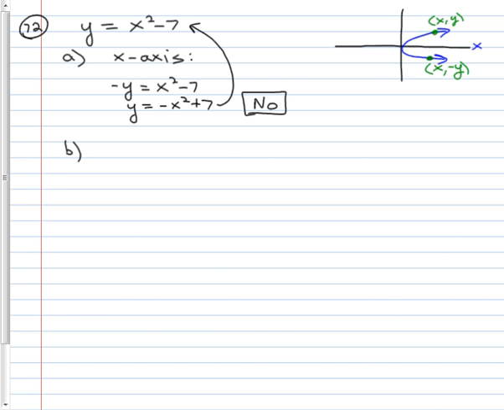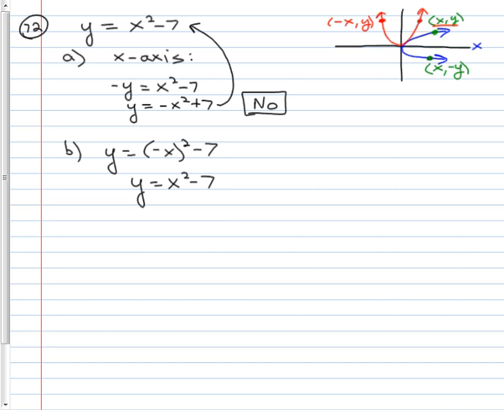Now the y-axis. If I think of something that is symmetrical with the y-axis, and again, if I have the point (x, y), what would be its matching symmetrical pair on the other side? Negative x, y. I just need to go the opposite direction in the x. So I'm going to replace the x with a negative x. y equals parentheses, my negative x needs to be squared, and then subtract 7. What do you get when you square a negative x? You get a positive x squared. y equals x squared minus 7. Does this match the original?